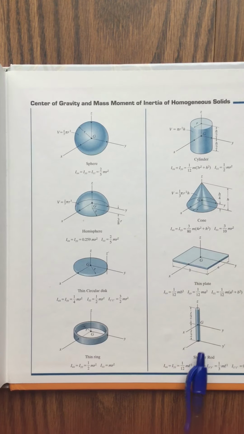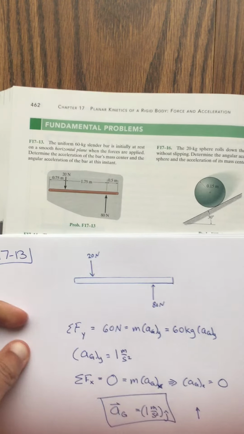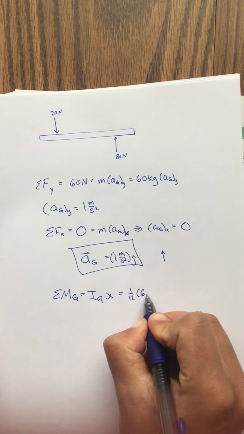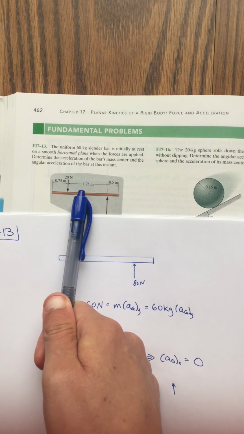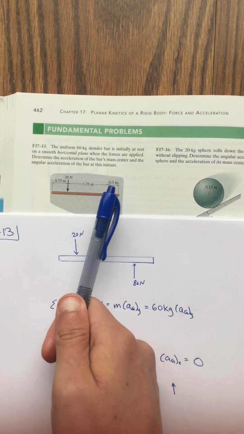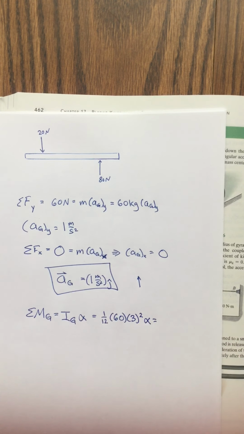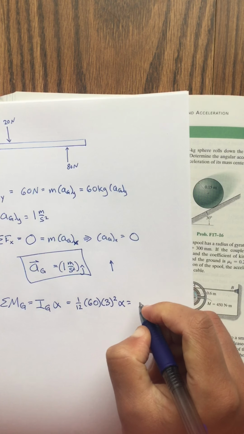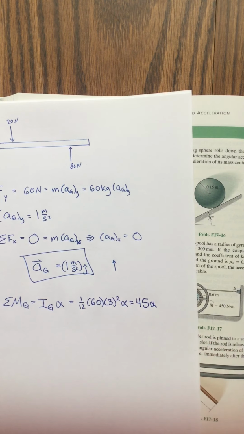And for the slender rod, for an axis going through the mass center, the moment of inertia is 1/12 times the mass times the length of the rod squared. So this is equal to 1/12. The mass is 60 kilograms. The length, that is 0.75 plus 1.75 plus 0.5, that's 3 meters. So that's times 3 squared times the angular acceleration. And 1/12 of 60 times 3 squared is 45. So this is 45 times the angular acceleration.